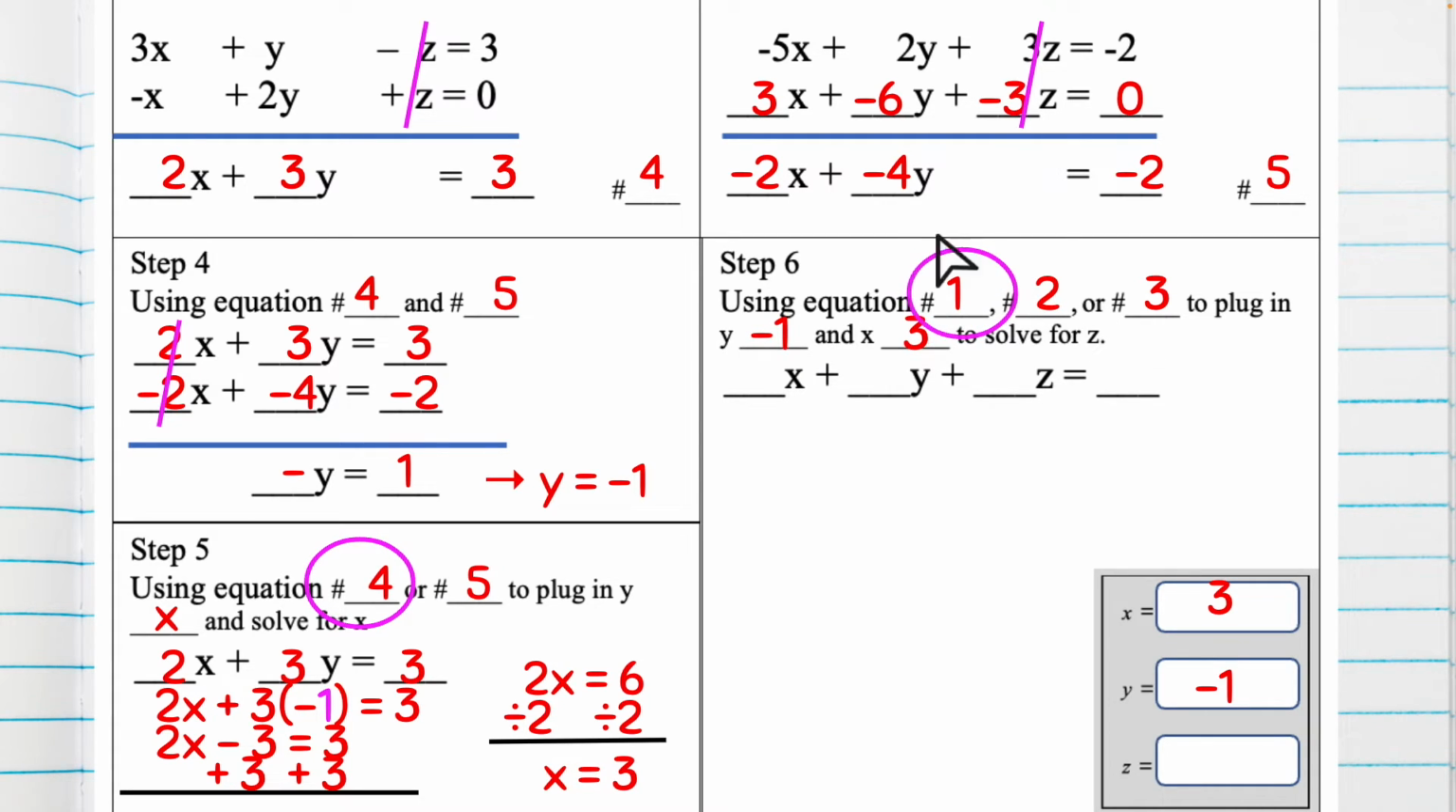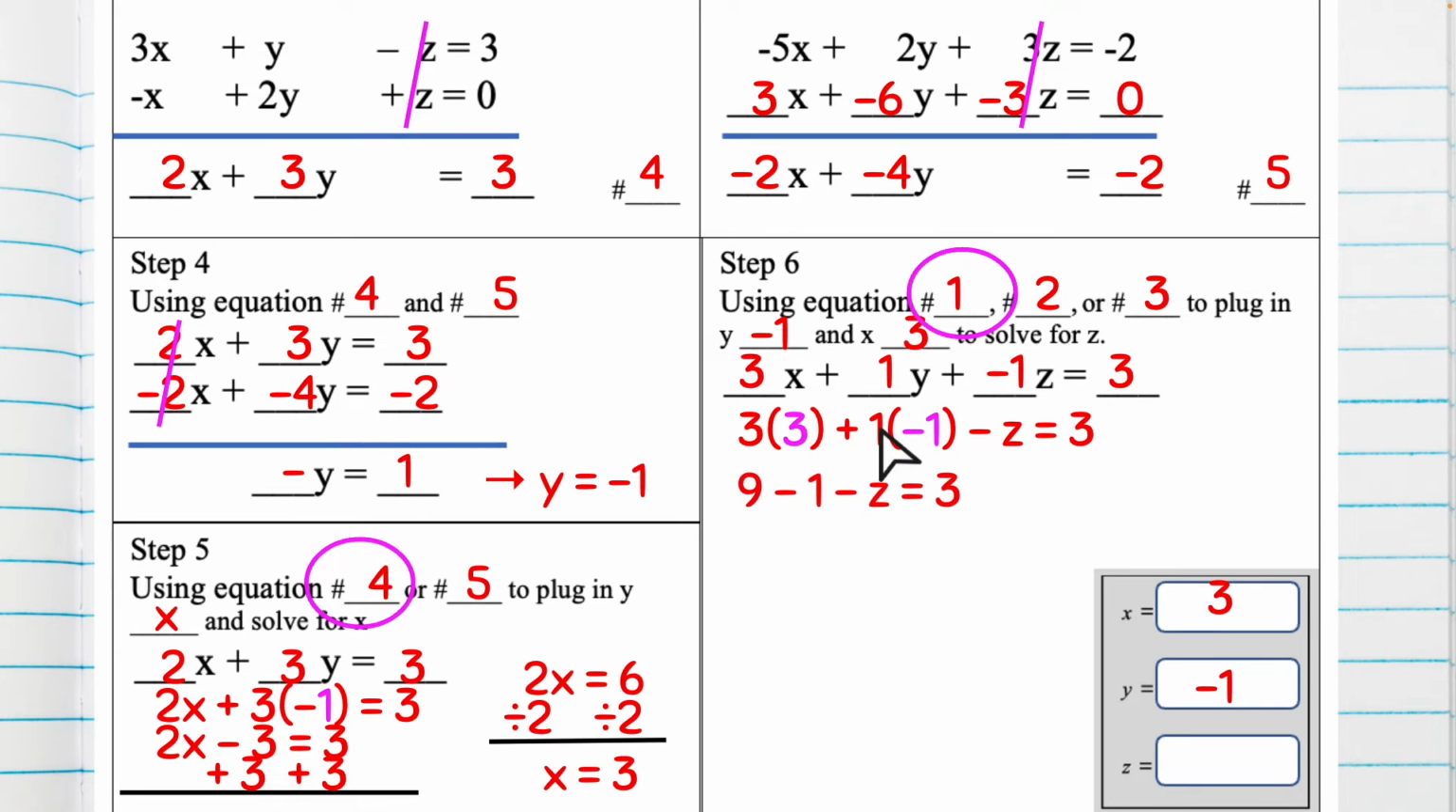So I'm going to go 3x plus 1y plus negative 1z equals 3. So this was equation number 1. If you go back up to the top there, that original list of the 3 equations, this was the first one that was listed. So now I'm going to plug in x and y, and I'm going to solve for z. So 3 times 3 is 9. 1 times negative 1 is negative 1. Negative z comes down, and 3 comes down. I can combine, but 9 minus 1 is 8. So now I have 8 minus z equals 3.